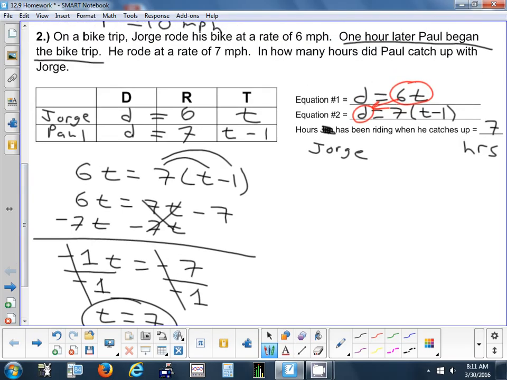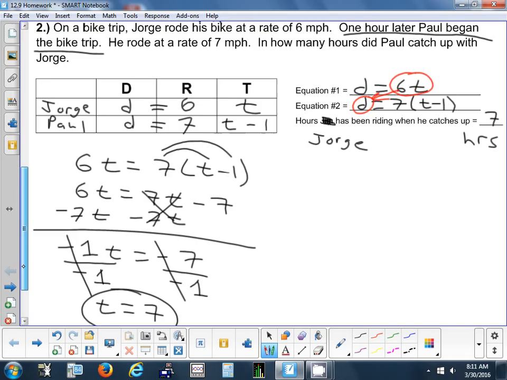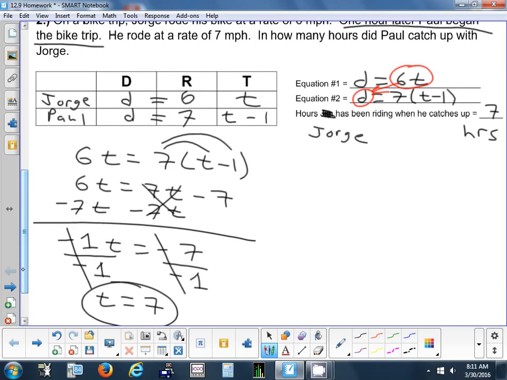Okay, any questions on that one? Okay, so hopefully it's starting to make a little bit more sense, but again, you're going to get to practice on your own as soon as we finish up the last 2. Does anybody still need to copy anything here? All right. Anyone else?